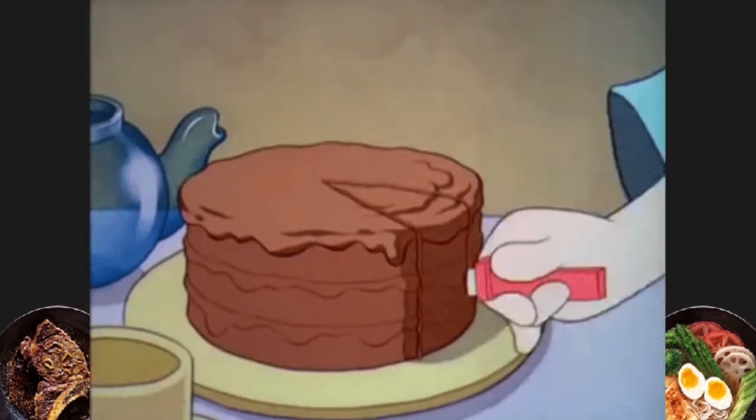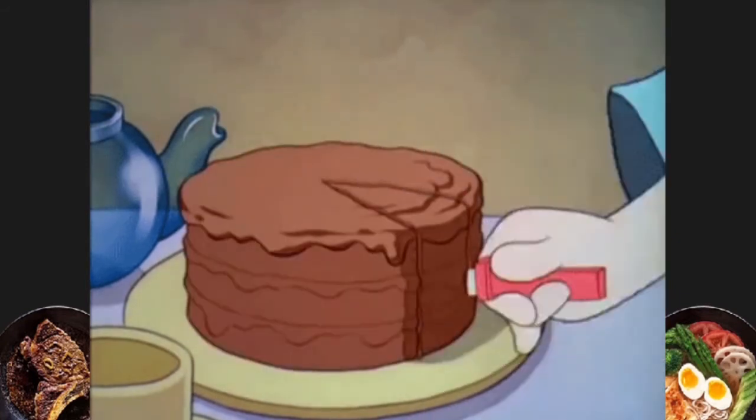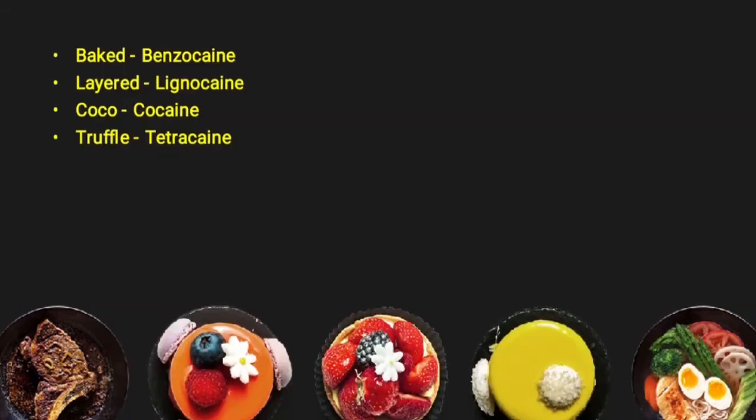So that is it. Coming to the second part, our surface anesthetics: baked layer choco truffle. That is the dessert which they ate. Baked layer cocoa truffle. Baked for benzocaine, layered for lignocaine, cocoa for cocaine, and truffle for tetracaine.